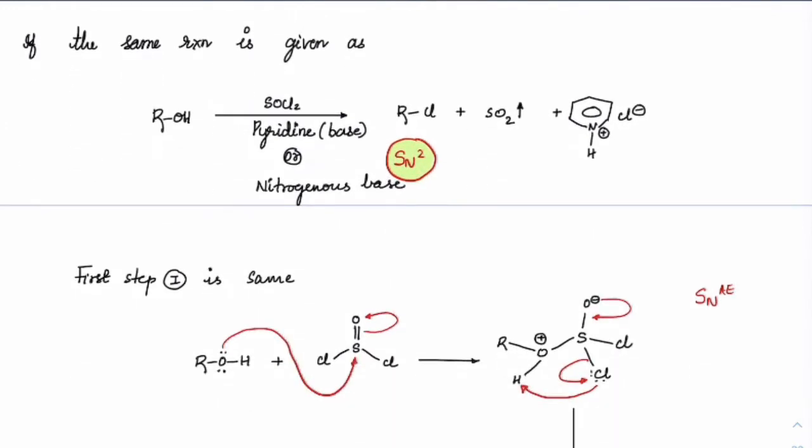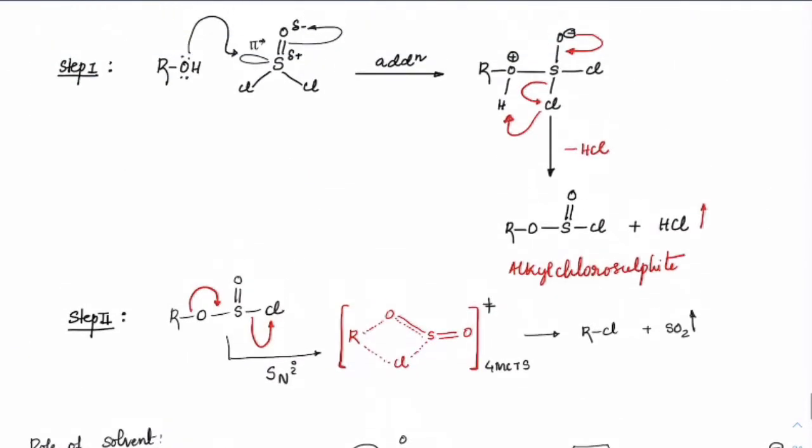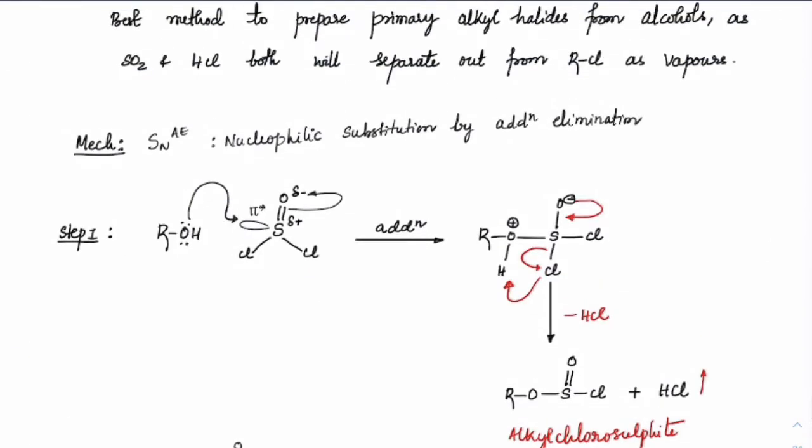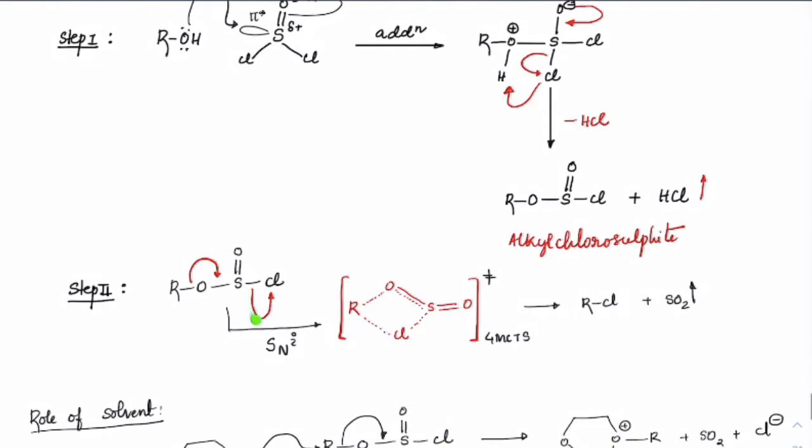So basically, when alcohols are reacted with thionyl chloride, we can have two types of mechanisms. First, the lone pair of oxygen attacks the sulfur and forms an intermediate called alkyl chlorosulfite. From that intermediate you would have a transition state which will lead to the retention of the reactant.